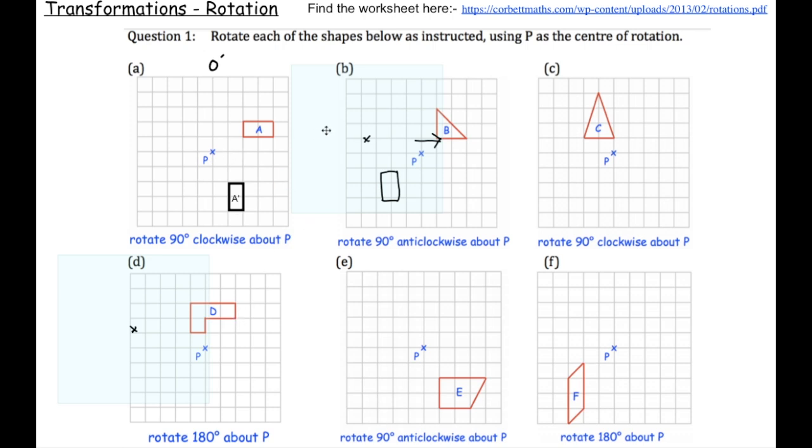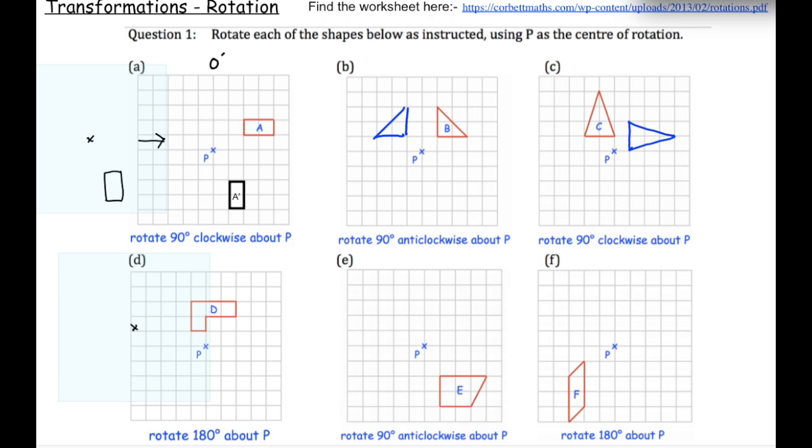Okay, what you need to do now is press pause and have a go at B and C. When you're ready to see the answers, press play. Okay, so here are the answers to B and C. Hope you got those right.